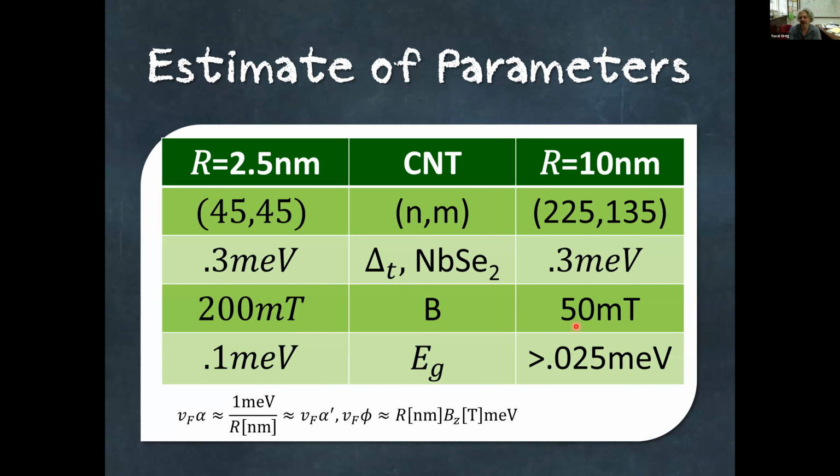So these numbers are estimates. They should be taken with a grain of salt. But we believe that this is a direction to use the orbital effect in order to reduce the spin-orbit, in order to reduce the magnetic field which is needed to create this system.